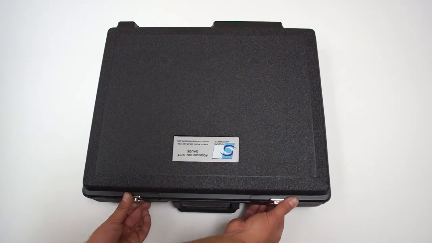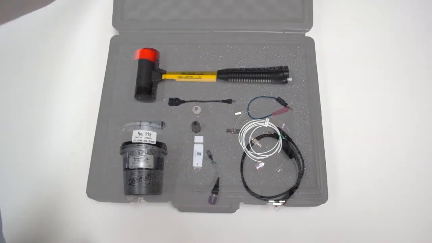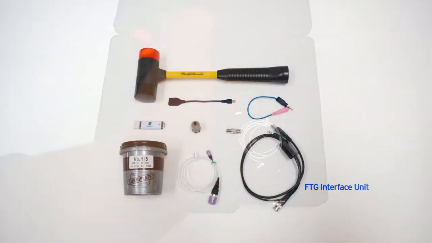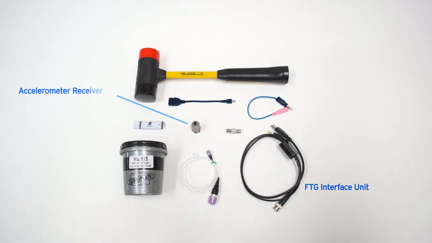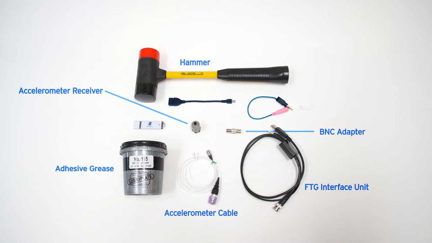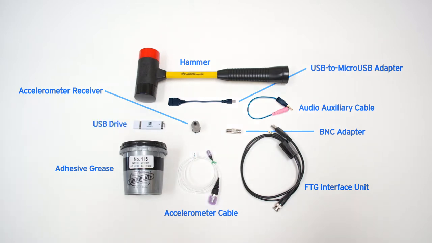When you open the box that holds your FTG system, you will find an FTG interface unit, one accelerometer receiver, one accelerometer cable, one 3-pound non-instrumented hammer with black and red tips, a can of adhesive grease, a BNC adapter, one audio auxiliary cable, one USB to micro-USB adapter, and a USB drive containing FTG software, the system manual, and the Sonic Echo interpretation manual.